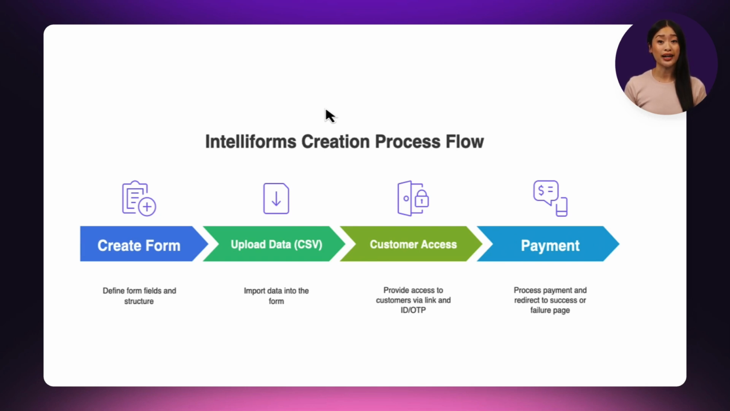Third, share the form link. Customers will use it to identify themselves with their unique identifier, and OTP validation may be used if enabled. Fourth, verification and payment. The system verifies customer details, presenting their personalized payment information, and they complete the payment. After payment, they receive a confirmation of either success or failure. The streamlined approach provides a personalized, secure payment journey from just one link.